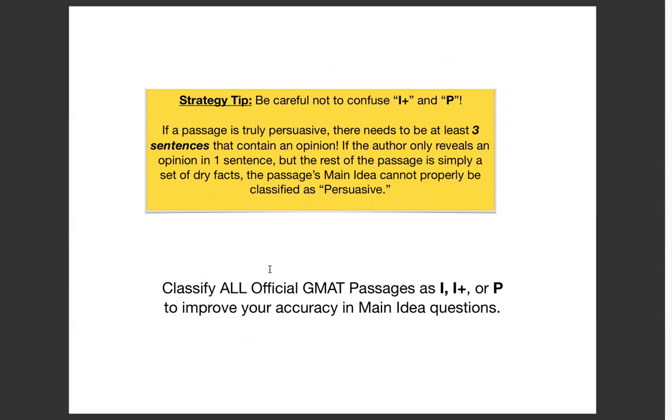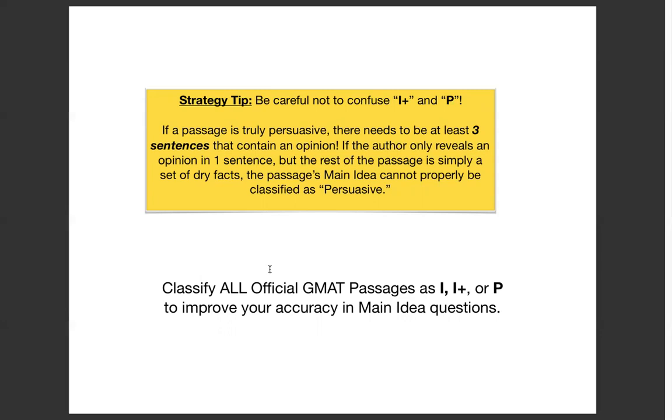If a passage is truly persuasive, there needs to be at least 3 sentences that contain an opinion, and hopefully more, hopefully 4 or 5. If the author really only has 1 sentence of opinion, but every other sentence is basically just factual information, it's not a persuasive passage. Most of the time, students will think it's persuasive when it's really just I+. So the error tends to go in that direction. People over-prescribe opinion. So keep that in mind. And if you're ever on the fence between I+ and P, default to I+.